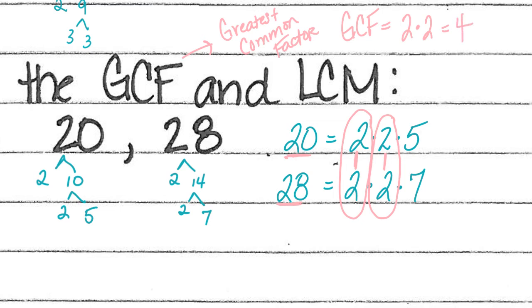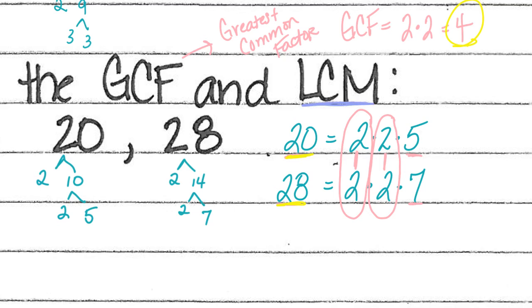So let's think about that for a second. Does 4 go into 20? Yeah, it does. Does 4 go into 28? Yes, it does. Is there anything larger that goes into both? No, because this 5 and this 7 stand alone.